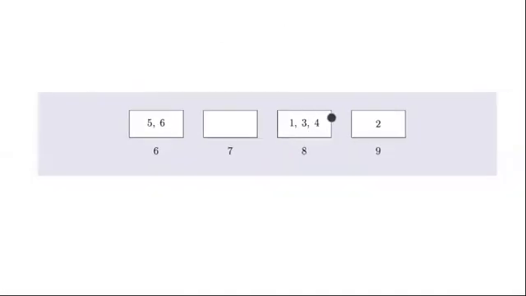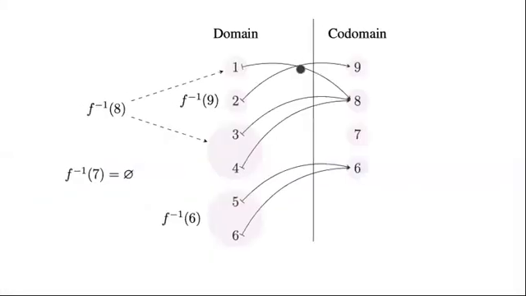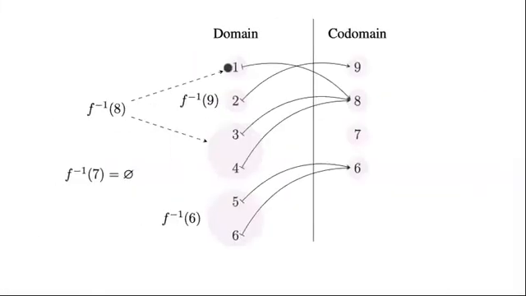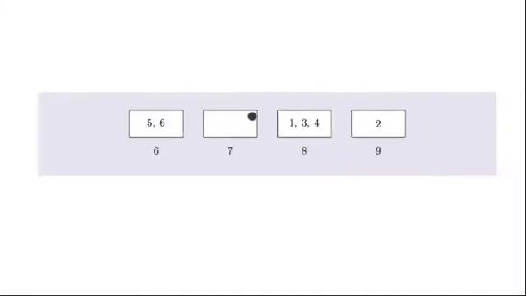So the boxes are just preimages. This element's in the codomain, its preimage is 2. Let's see. 9, its preimage is 2, right there. Okay, right here, 1, 3, 4, that's the preimage of 8. Let's check it. 1, 3, 4, that's the preimage of 8. This is called a fiber box diagram.